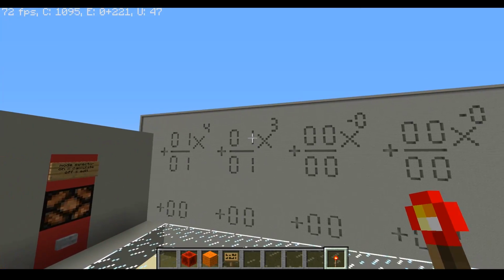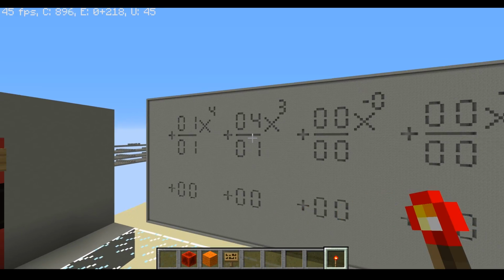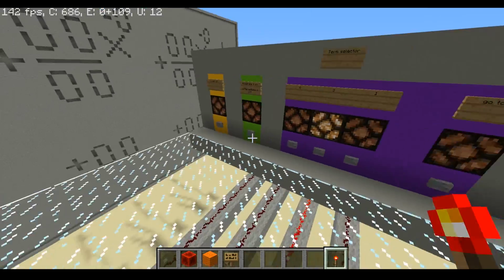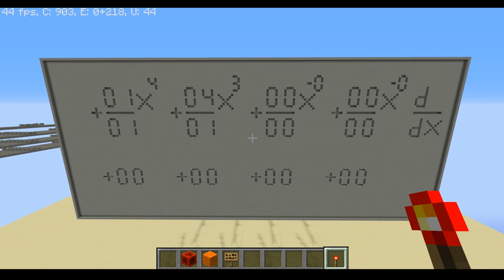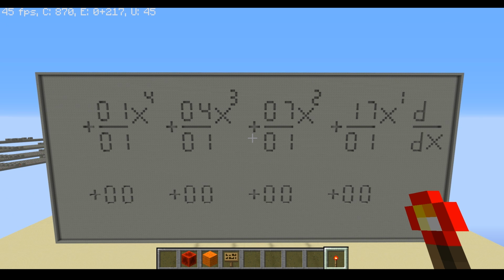There we go. And now it should show up as a 4 in the numerator. And then we would just click write to term. And you just do that for each term. So I'm going to be right back and plug in the final two values.